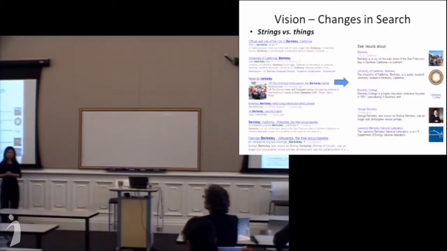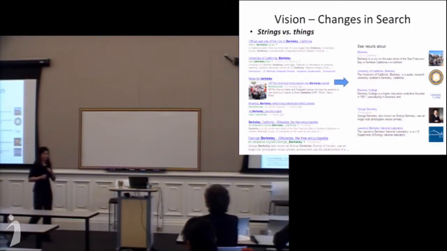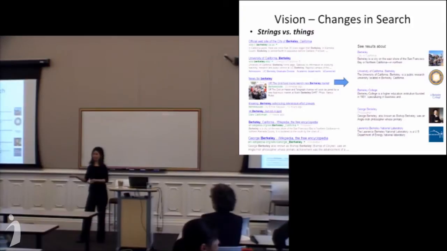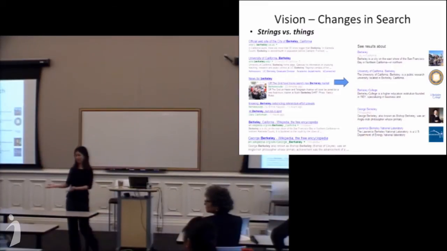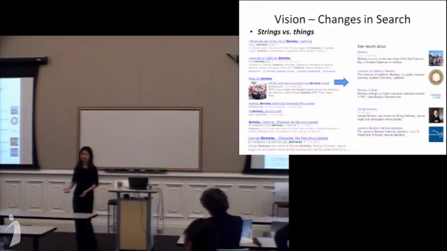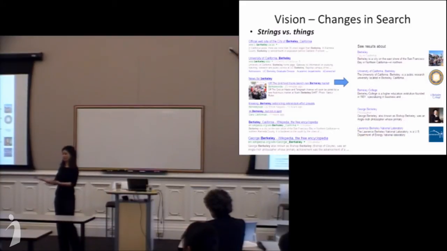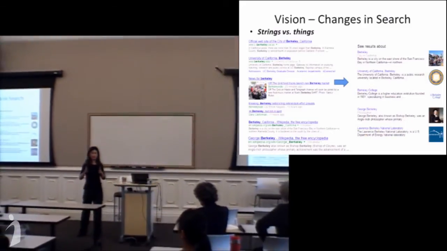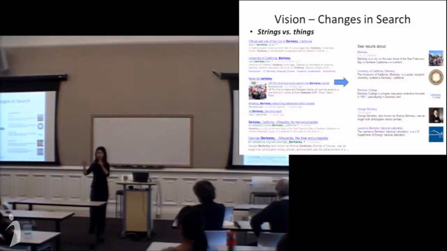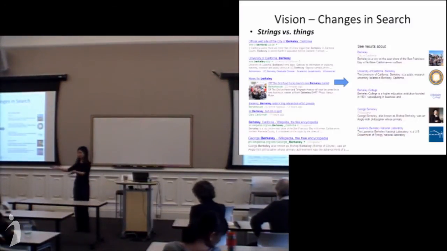What's the difference between strings and things? Actually, when you add metadata, a string becomes a thing, right? For instance, for Berkeley, I add city as a tag. Then Berkeley becomes a thing called city. If I add university as a tag, then Berkeley becomes a university.